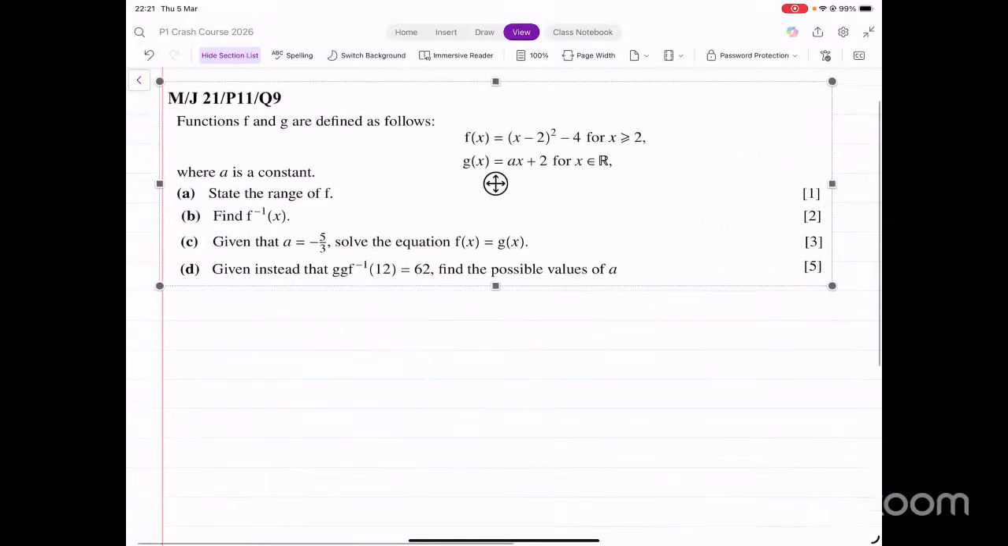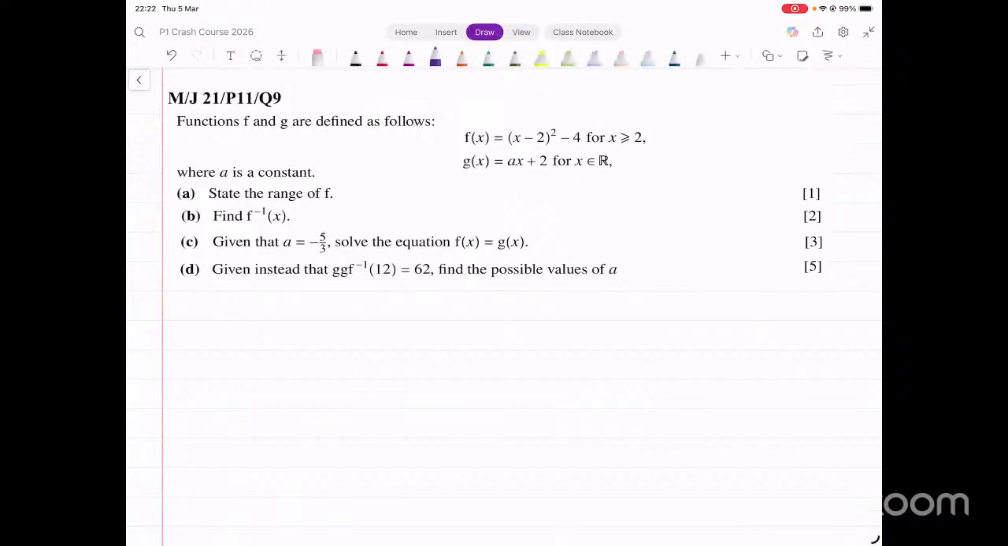Okay, so it says functions f and g are defined. Yeah, sure, you can do that. Or you can just tell me the paper number if you have that. So I can copy from there.